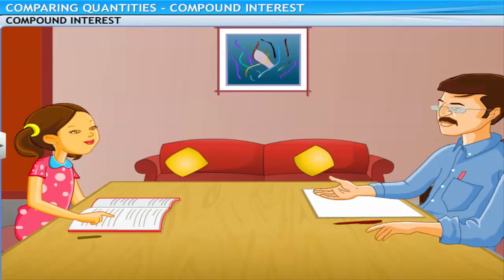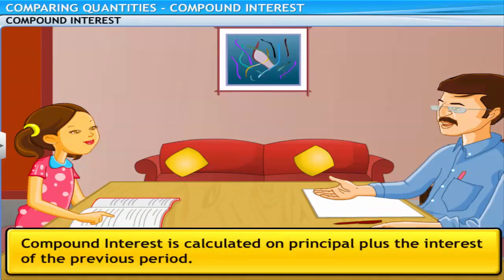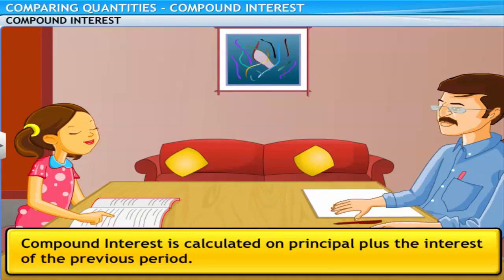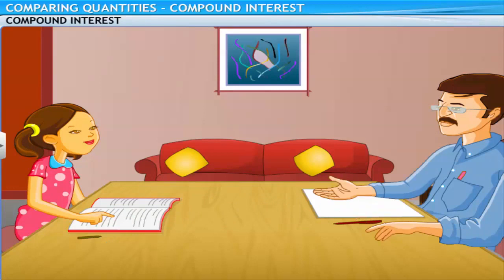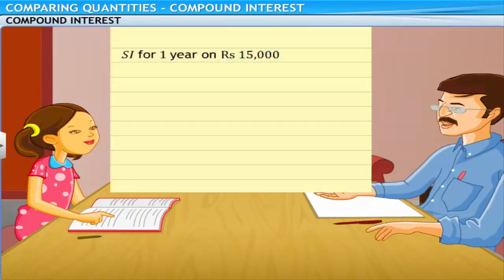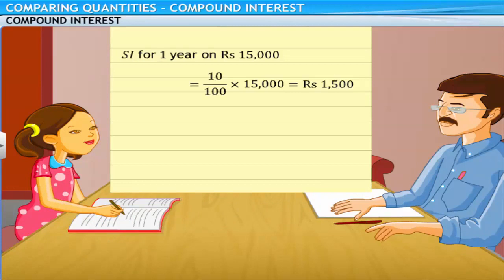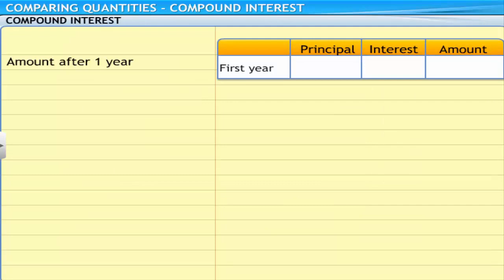While calculating compound interest, the interest paid or charged is generally calculated on the principal plus the interest for the previous period. Let me explain this to you. Tell me, what is the simple interest for 1 year on rupees 15,000? It's rupees 1,500. Now, the amount that will be paid after 1 year will be rupees 15,000 plus an interest of rupees 1,500, which is rupees 16,500.